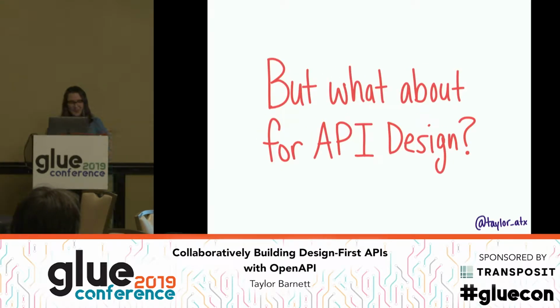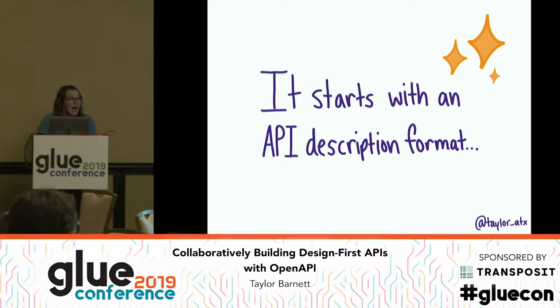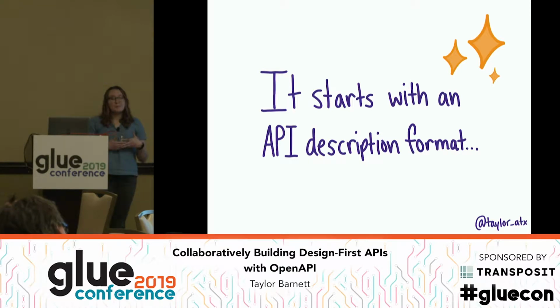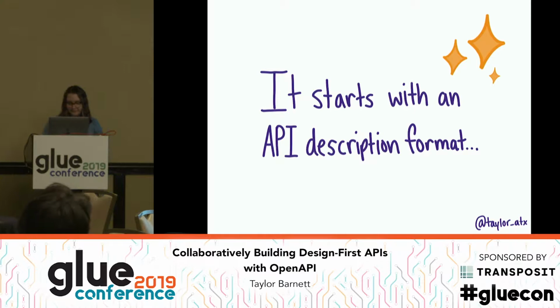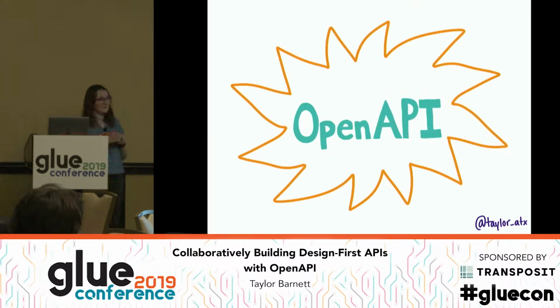Specifically, we're talking about HTTP APIs for the purpose of this talk, but a lot of the ideas can cross over into other architectures. I believe that starts with an API description format. We need something to build the tooling around. In our case, for the purpose of the next 20-something minutes, this is OpenAPI.